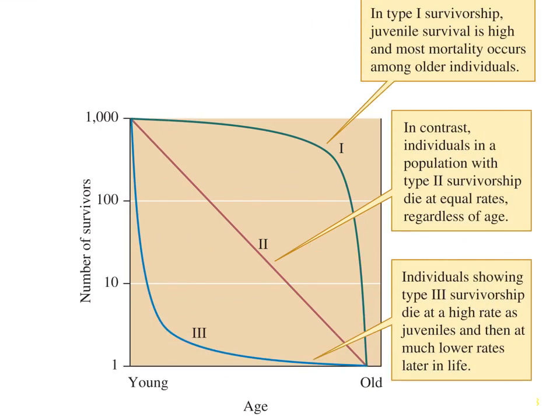So type 1 survivorship curve, juvenile survivorship tends to be high once you get over that infant mortality phase, and then most mortality occurs among older individuals. In contrast, individuals with a type 2 survivorship curve die at equal rates regardless of their age, and individuals with type 3 survivorship die at high rates as juveniles and then at much lower rates later in life. So at a glance, you get quite a bit of information off of a survivorship curve.